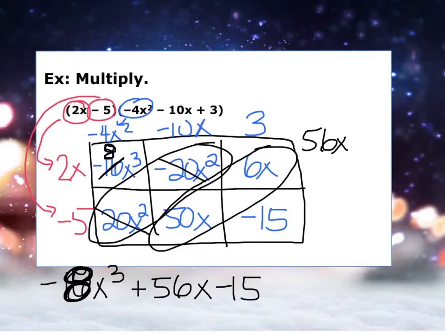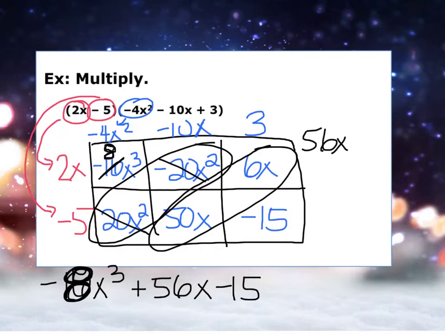I know that's correct. Then negative 10x times 2x was negative 20x squared. 3 times 2x was 6x. Negative 4x squared by negative 5 is positive 20x squared. Negative 10x by negative 5 was positive 50x. And negative 5 times 3 is negative 15. I'm glad that I'm going over this. It's like a double check for me. This is what you would also want to do when you do a problem.